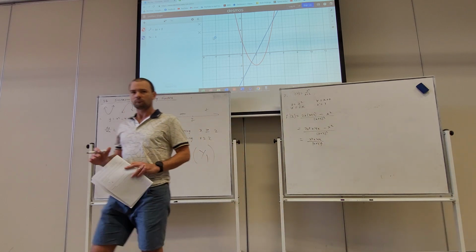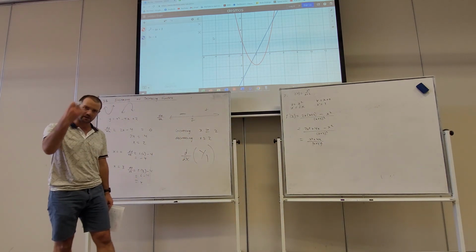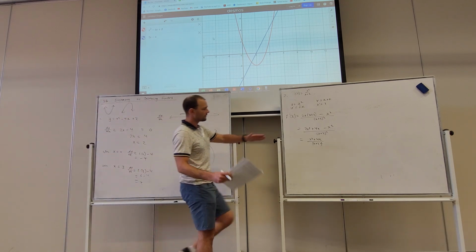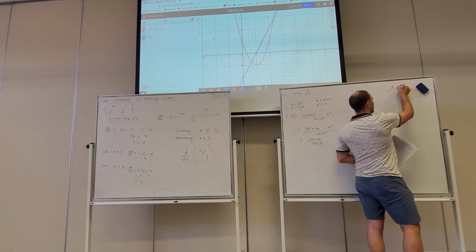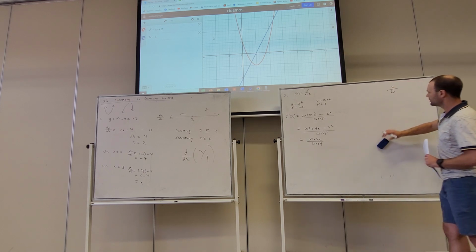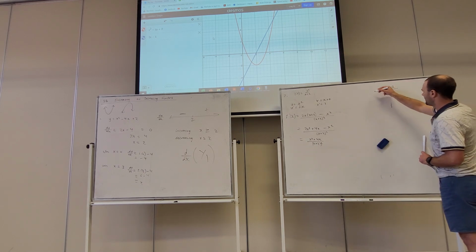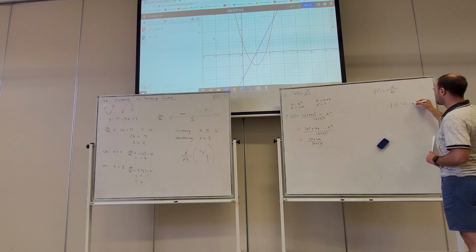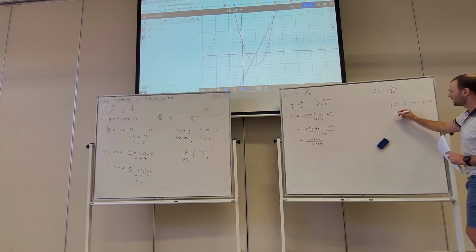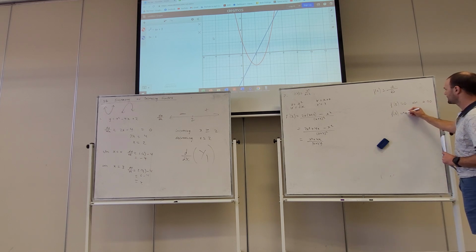Okay, so this is a rational function because it's expressed as a ratio. We have something at the top and we have something at the bottom. Now, this is something that keeps popping up here. If we have a rational function, if f of x is a on b, then f of x equals 0 when a is 0, and f of x is undefined when b is 0.